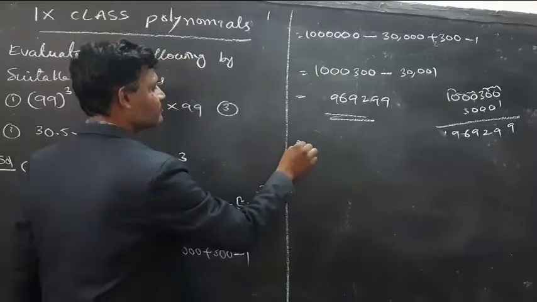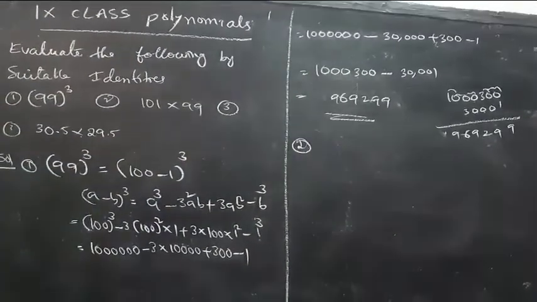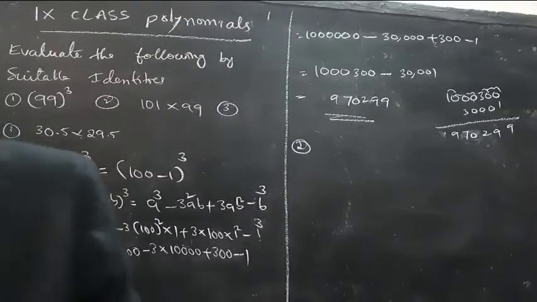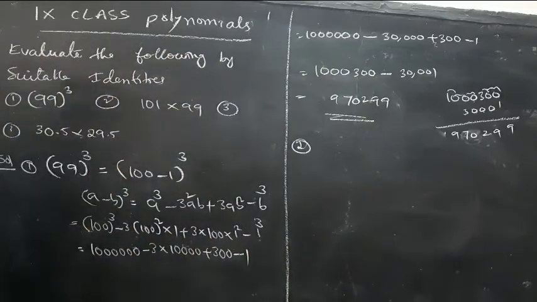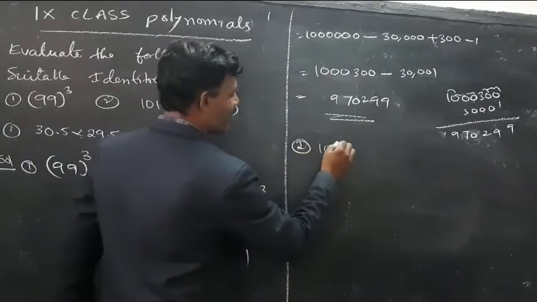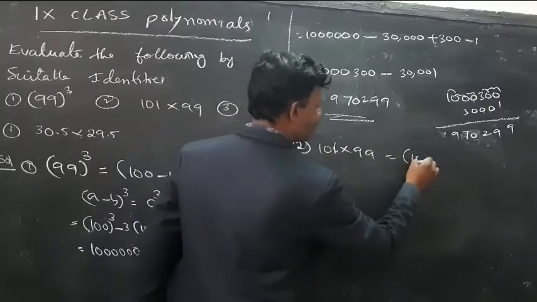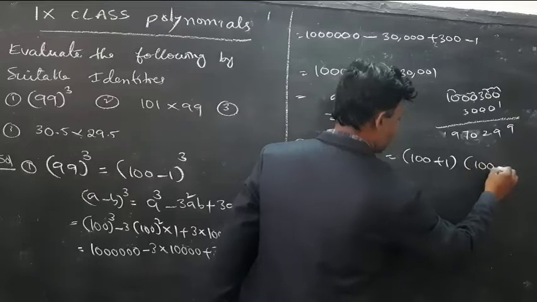Second question. Here the answer is 970299. What is the next question? 101 into 99. Simple. I am writing 101 as 100 plus 1, and 99 as 100 minus 1.